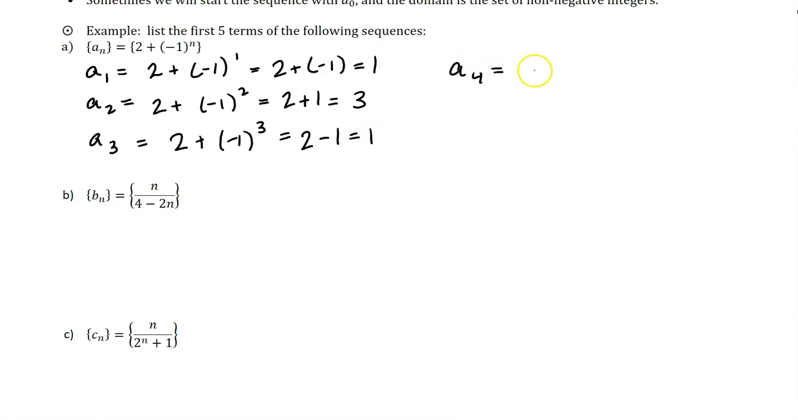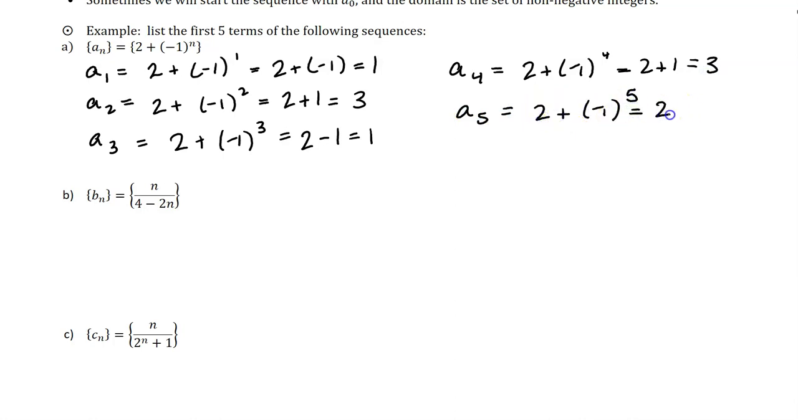A sub 4 will be 2 plus negative 1 to the fourth power, which is 2 plus 1, or 3. And a sub 5 will be 2 plus negative 1 to the fifth power, which is 2 plus negative 1, or 1. Make sure you're paying attention to your instructions. If it doesn't tell you to start with 0, you can assume you're going 1 through 5. Just make sure you're following what it tells you to do.